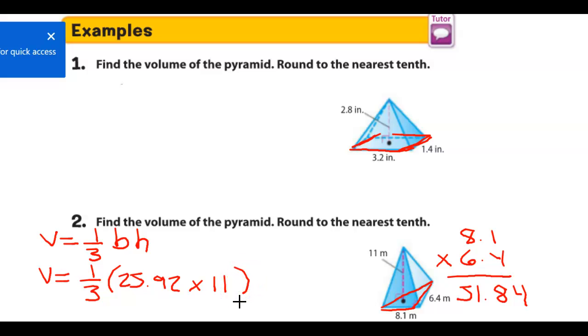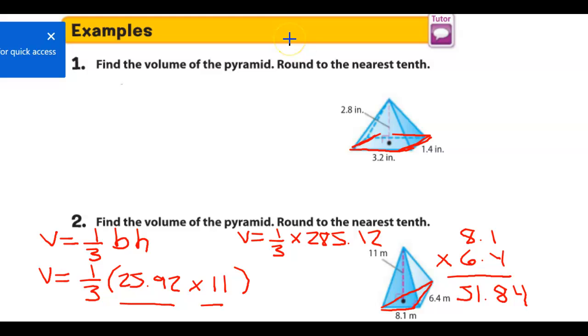So let's do 25.92 and multiply that times 11, and that's going to give me 285.12. Let's say that the volume then is equal to 1/3 again, 25.92 times 11 gives me 285.12. So we'll say times 285.12. And to take 1/3 of that, we can just divide that by 3.